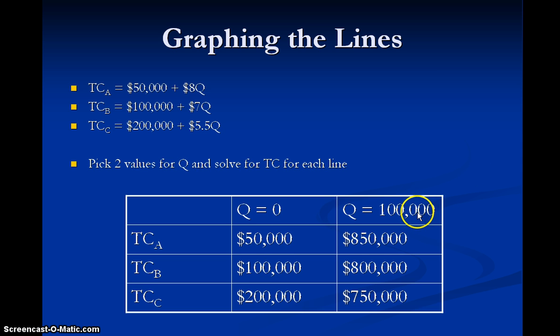The next point, I just chose 100,000. It's a nice easy number to compute. So for A, I did 50,000 plus 8 times 100,000, which is 850,000. And then I did that same thing for the bottom two equations.